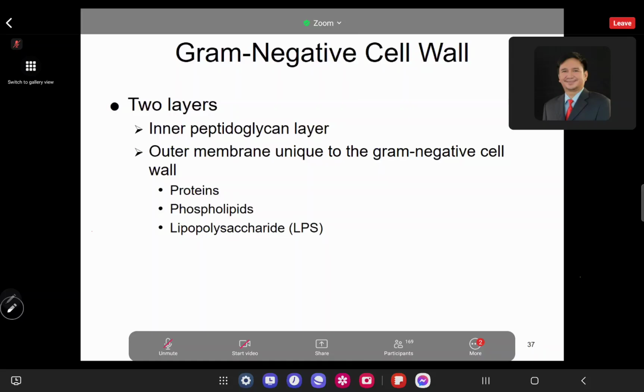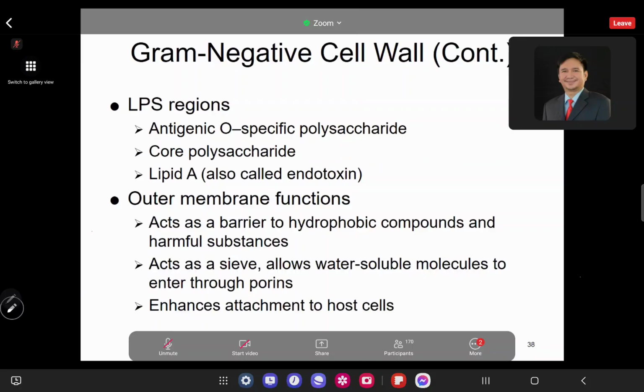Proteins, including porins that allow selective passage of molecules. Phospholipids, they're bilayer, remember? And your LPS, lipopolysaccharides, critical for immune system recognition. They are called your endotoxins. Gram-negative bacteria produce endotoxins. Gram-positive produce exotoxins. We will differentiate them later.